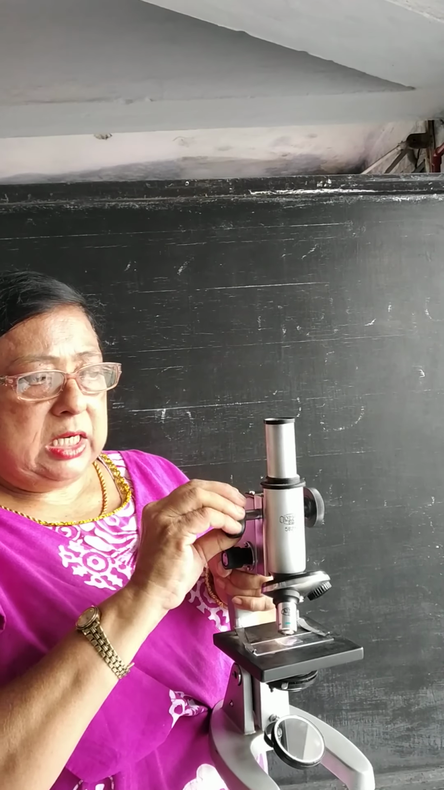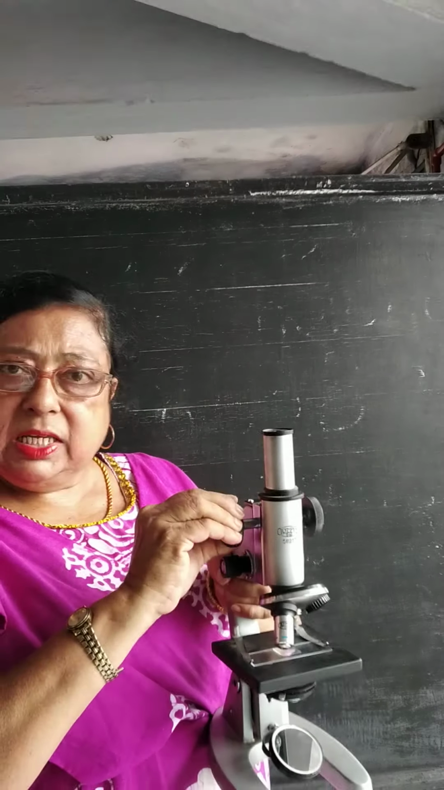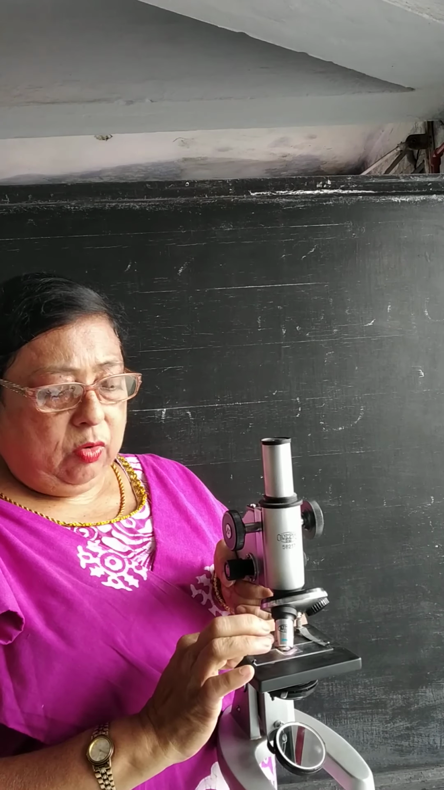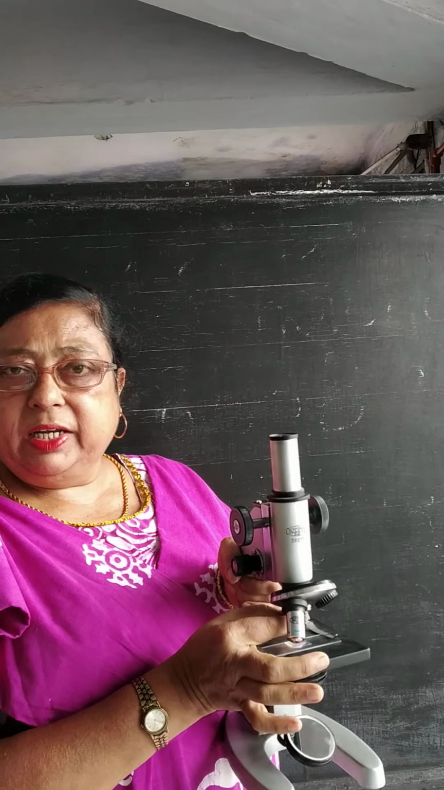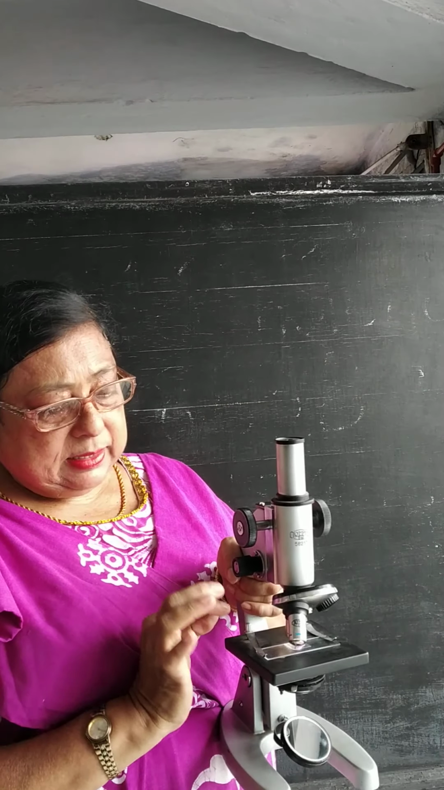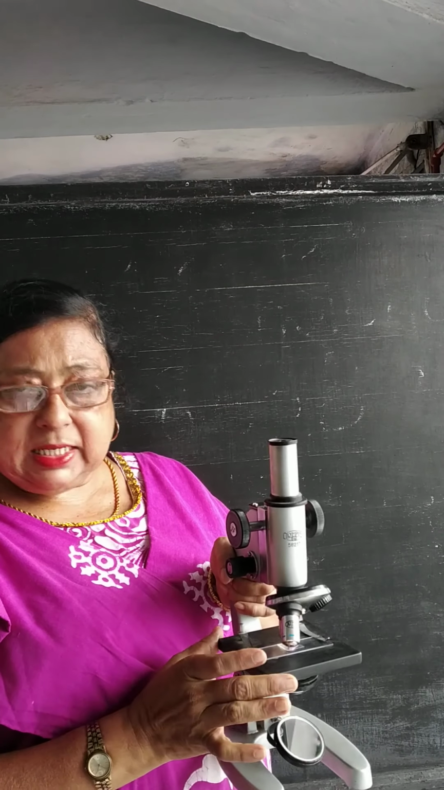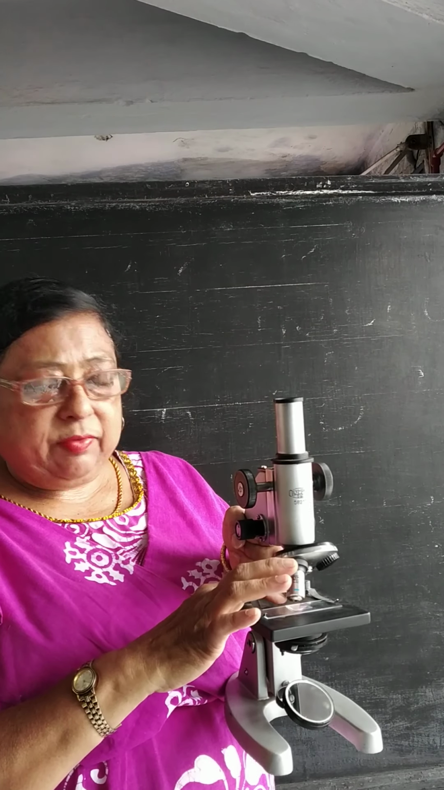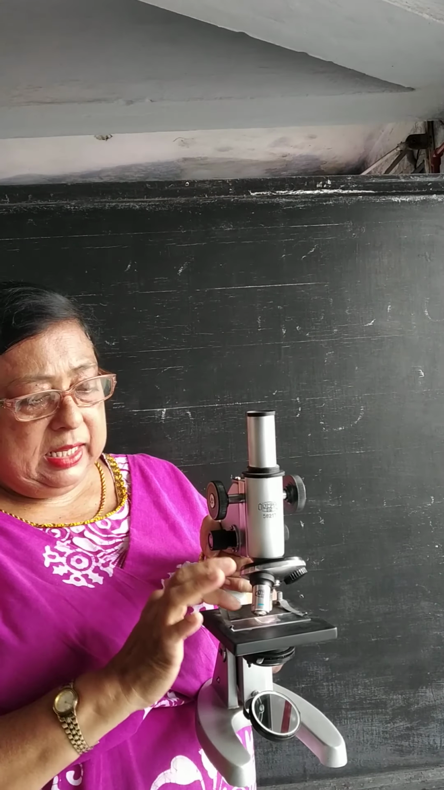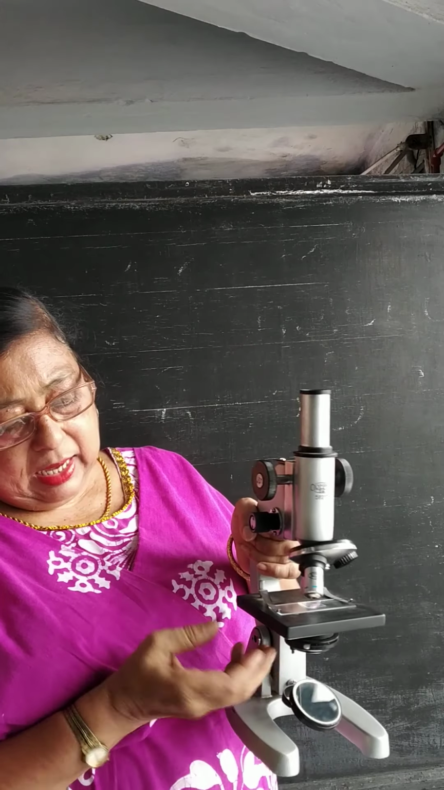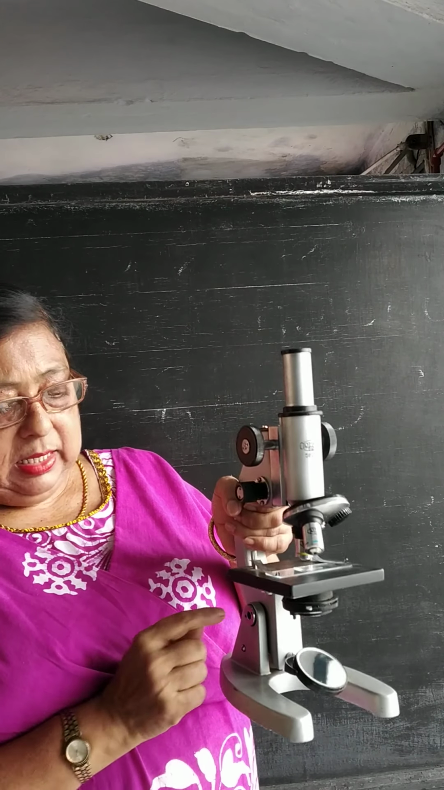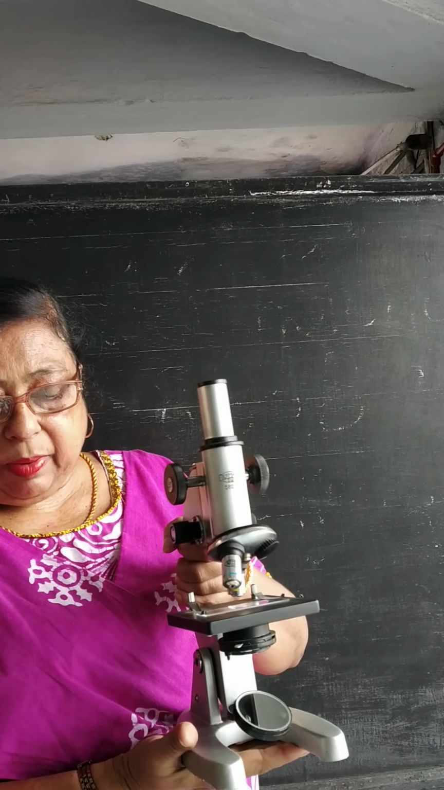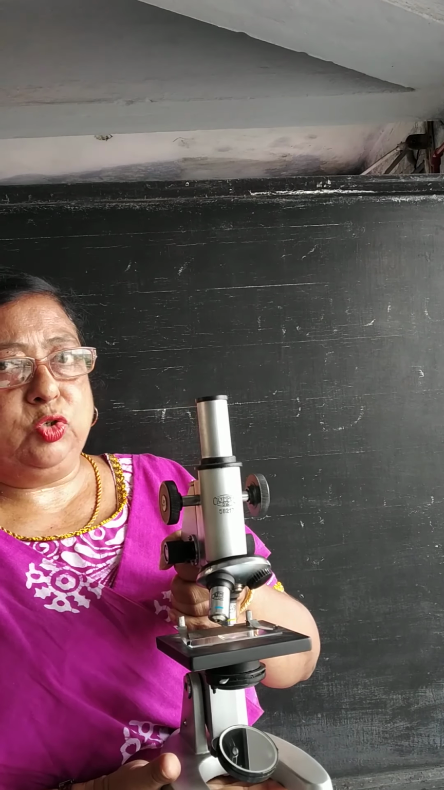This is the coarse adjustment screw. With this you can move this up and down to look at the object through the objective lens. And this, as I just told you, is the stage, this is the slide, this is the cover slip, and the object you want to see is over there. This is the mirror and the condenser, the inclination joint, and here is the base. So this is about the compound microscope.